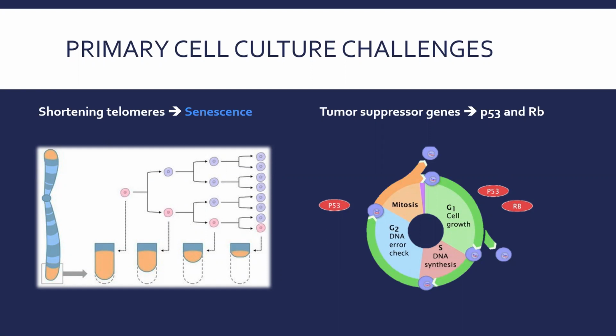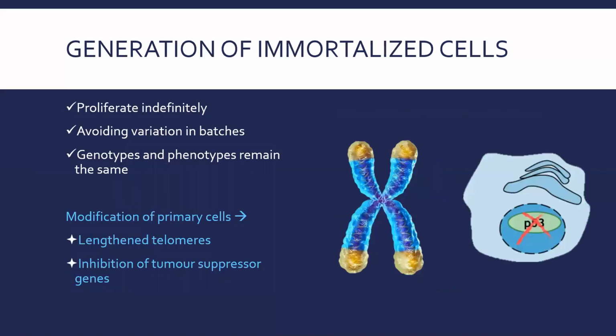Tumor suppressor genes such as p53 and RB are present in cell cycle signaling. These genes prevent cell proliferation when the potential for DNA damage is higher after multiple cell cycles. Problems can arise when performing research where the goal is for cells to proliferate indefinitely while avoiding batch-to-batch variation while the genotypes and phenotypes remain the same. Immortalized cells can help obtain these conditions for a given experiment.